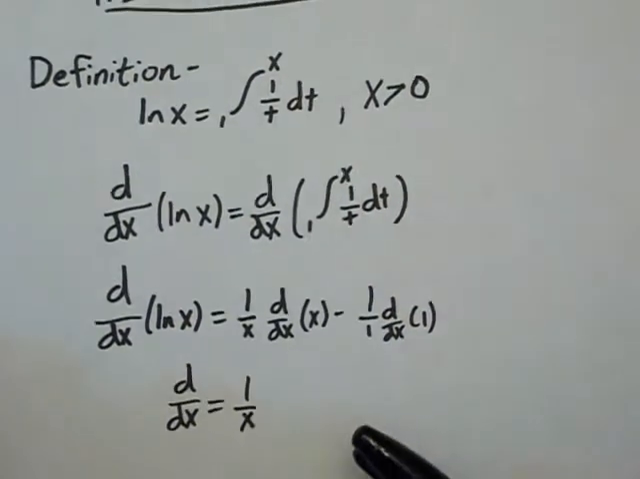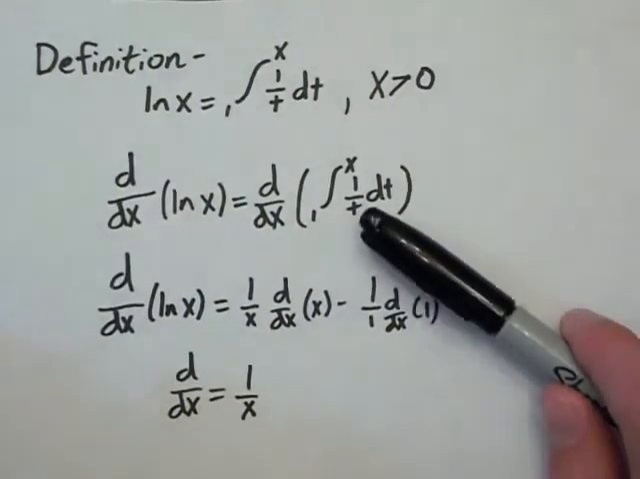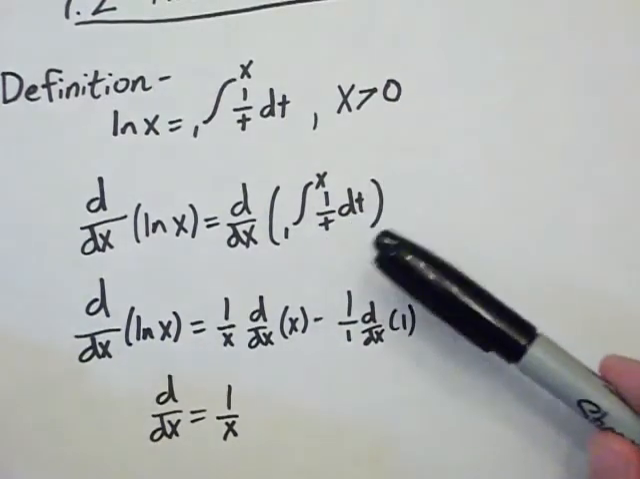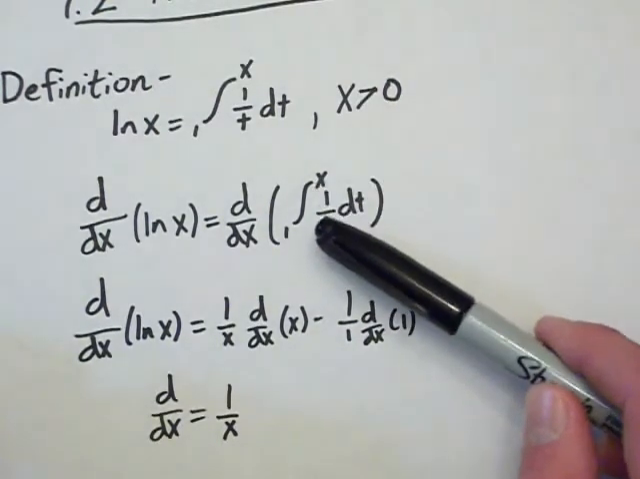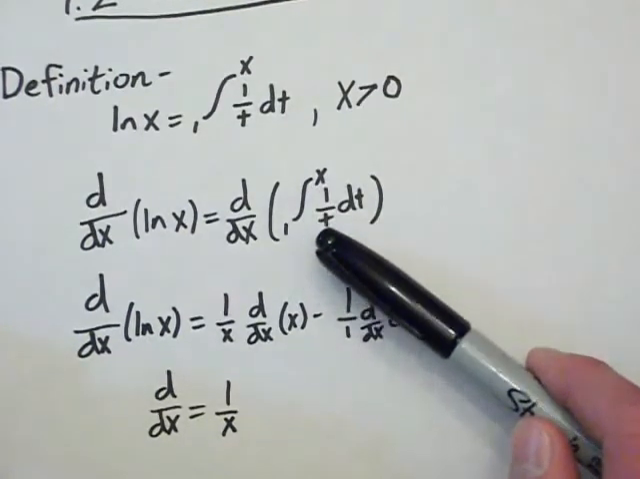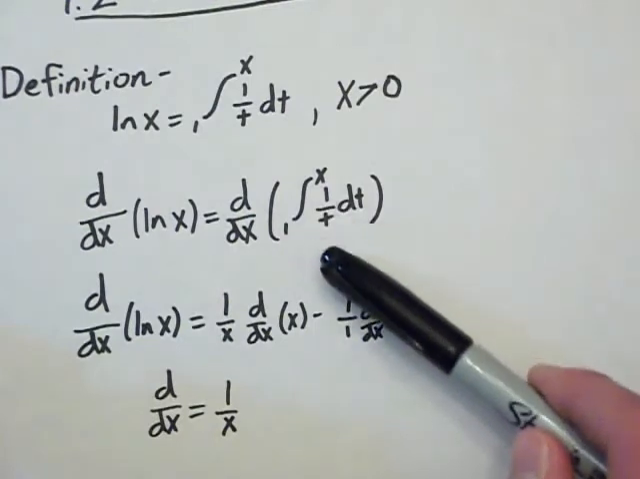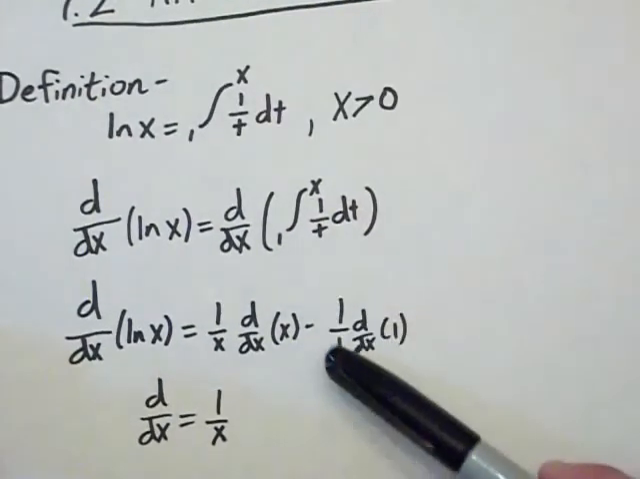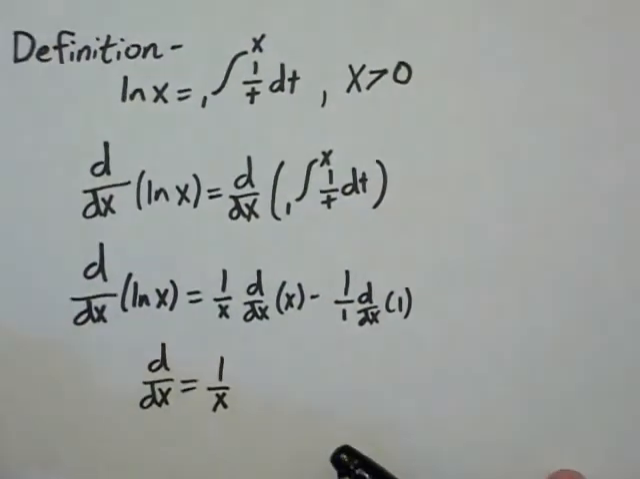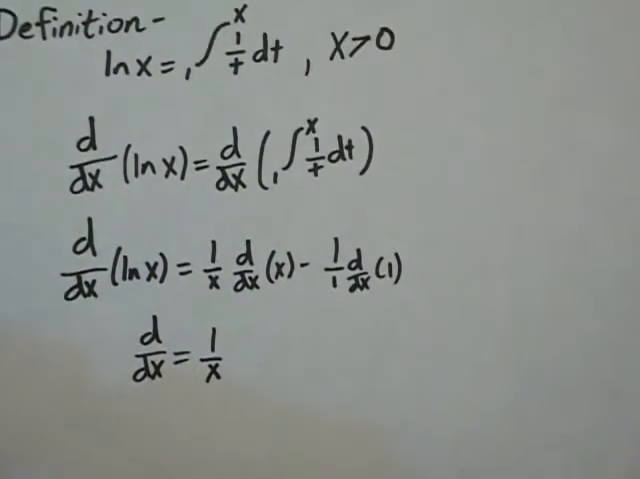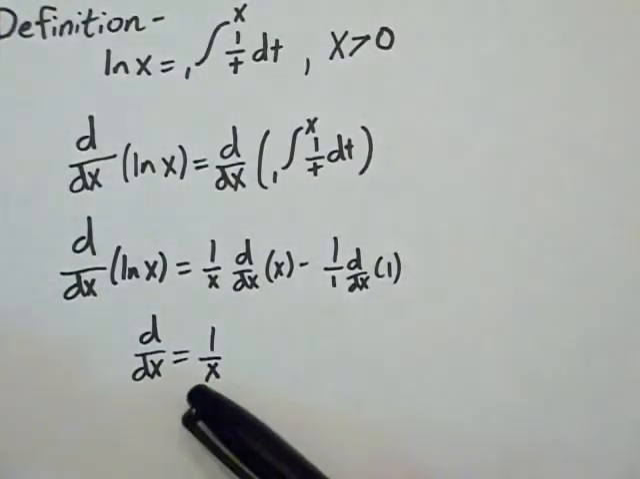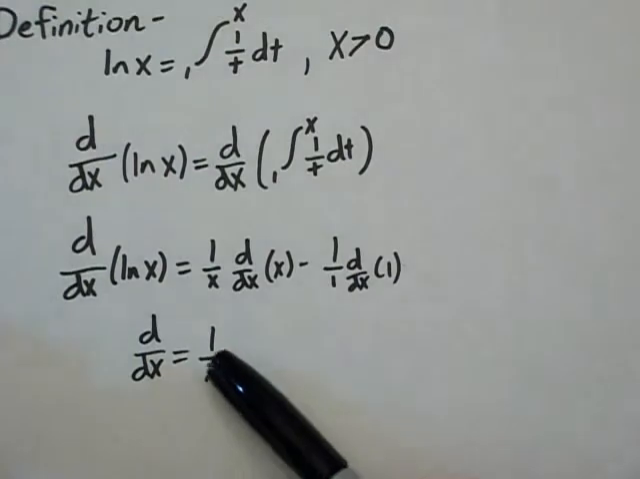We all know from the fundamental theorem of calculus that to take the derivative of an integral, you're basically undoing the integral. To undo it, you take the top bound, substitute it in for t, times the derivative of the top bound, minus the same for the lower bound, so the 1 over 1 times the derivative of 1. The derivative of any constant is just 0, which leaves us the derivative of ln x equaling 1 over x.